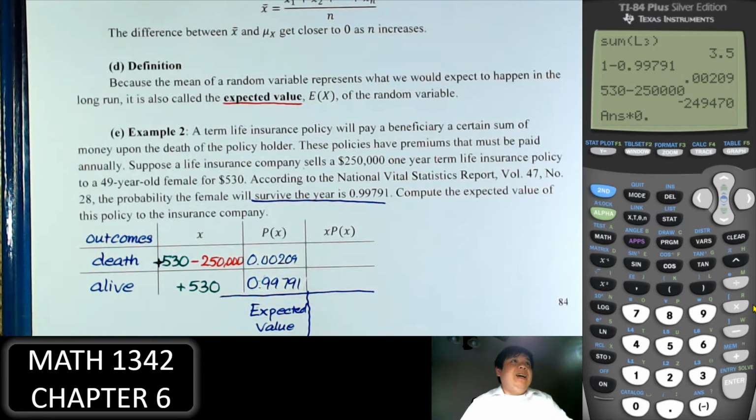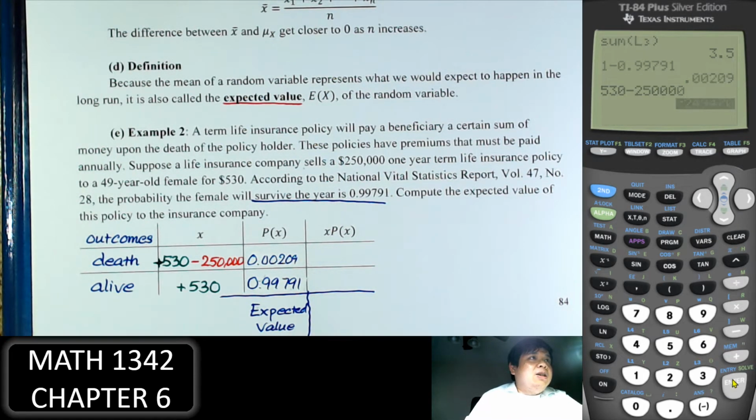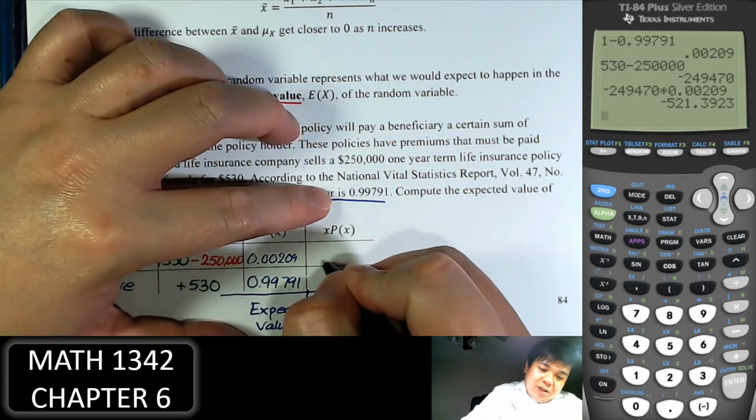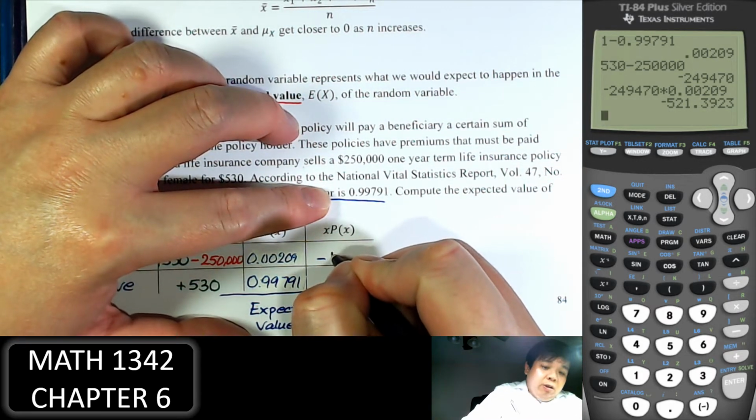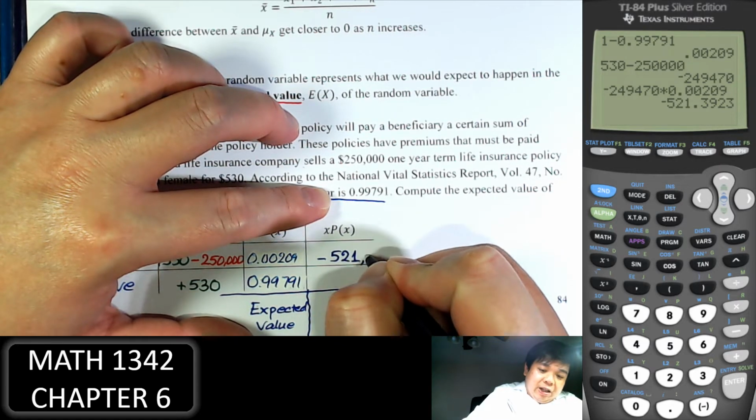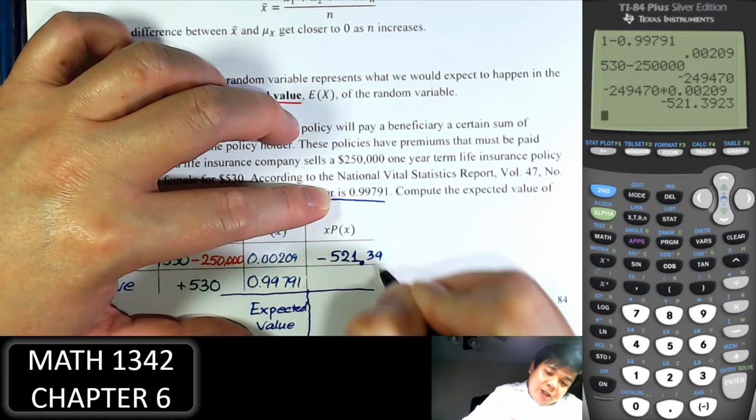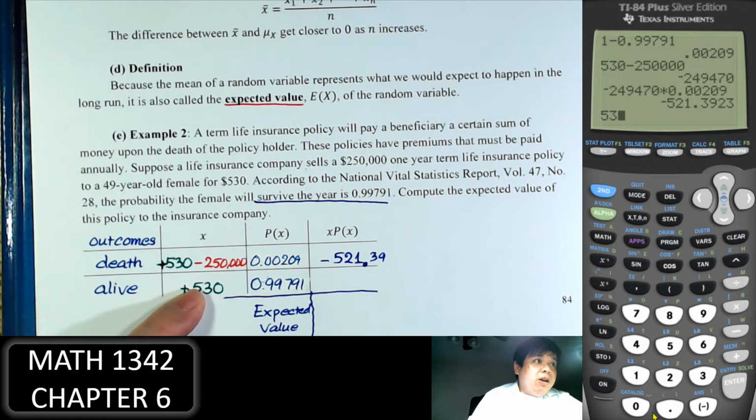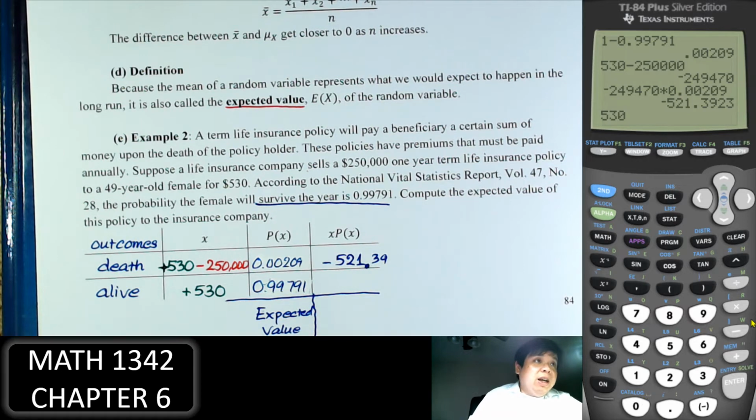Right. One more time. So I have this number times 0.00209. So that's minus $521.39. And now, if the person is alive, the company will get 530 and doesn't have to pay back anything.